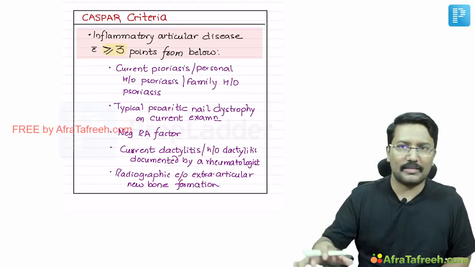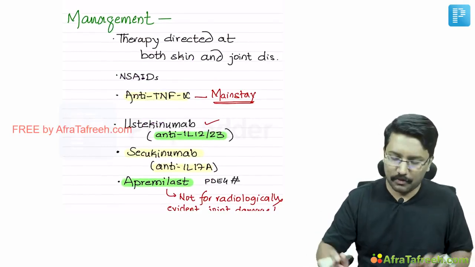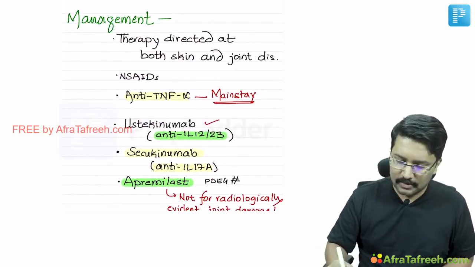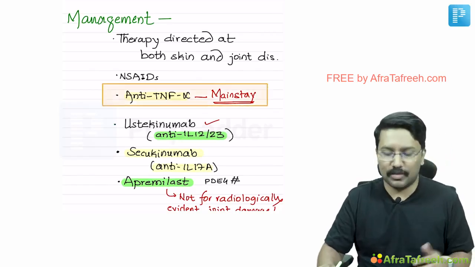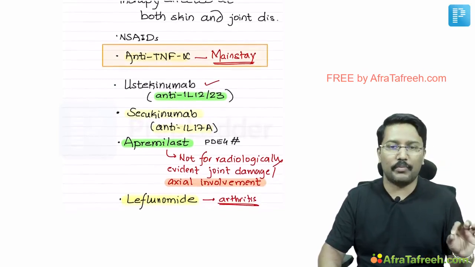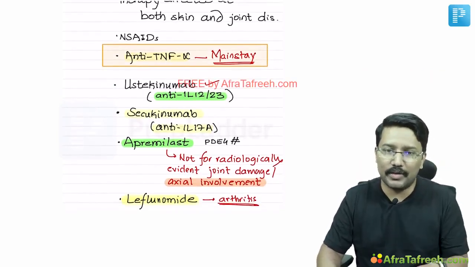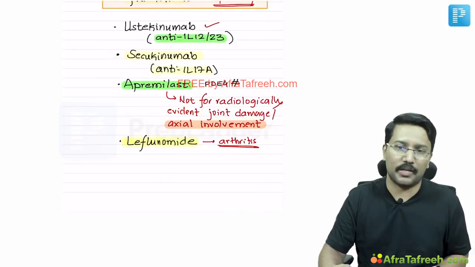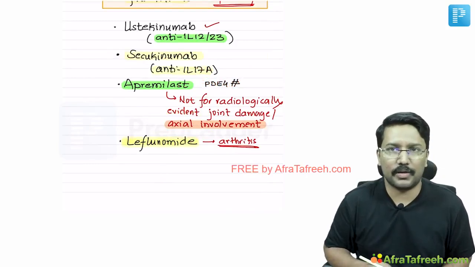Talking about management, NSAIDs are useful for management of the joint disease. They're not helpful for skin. So the mainstay of treatment currently is anti-TNF alpha therapy, right? If it fails, you can use other monoclonal antibodies like ustekinumab or secukinumab. And sometimes when there is no radiological evidence of joint disease, you may use apremilast, which is a PDE4 inhibitor. And also the joint disease can be managed with leflunomide, right?